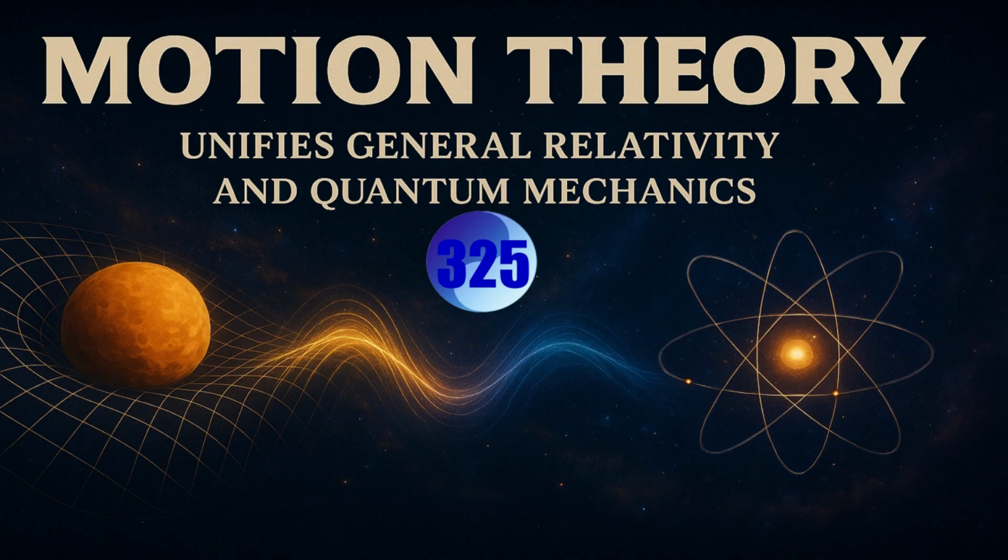This is where things always get, well, weird. If GR is about synchronized motion, quantum mechanics feels like the opposite: uncertain, probabilistic. How does motion theory handle that? Does it say quantum mechanics isn't actually random? That's arguably the most radical part. Yes, it suggests quantum systems are not fundamentally probabilistic or random. Really? But what about Schrodinger's cat, the uncertainty principle?